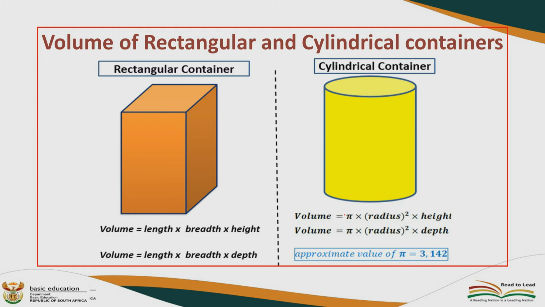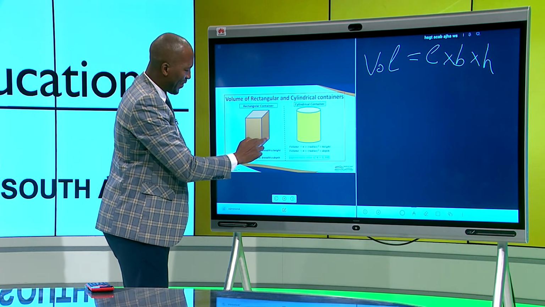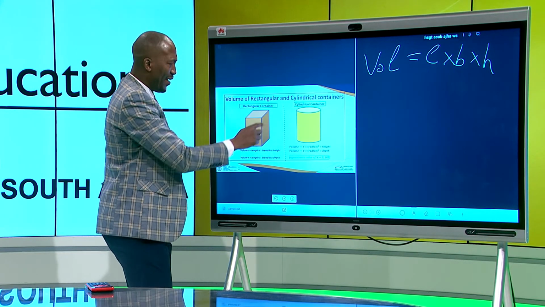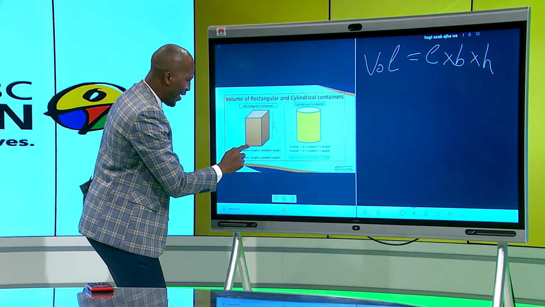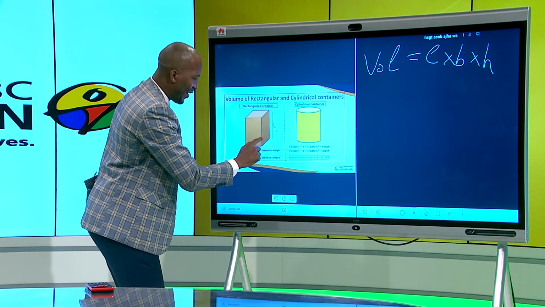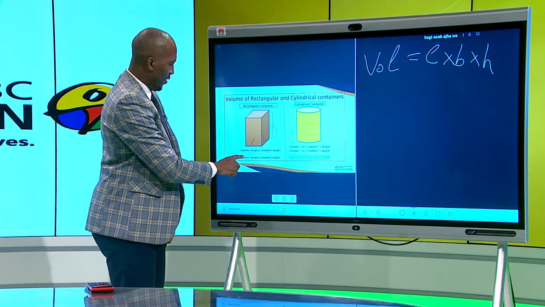Volume of a rectangular prism, and volume of a cylinder. Look at the formulas that are given there. The formula for the volume of a rectangular container is length multiplied by breadth multiplied by height. So the length is here, multiplied by the breadth, then multiplied by the height, so this is h here. I can put my L also here. I can say this is my length, and this is my breadth.